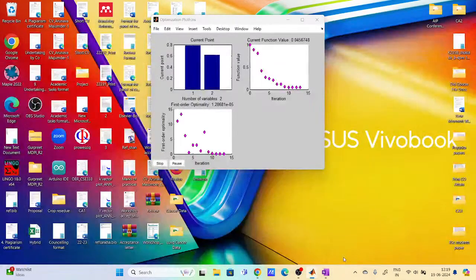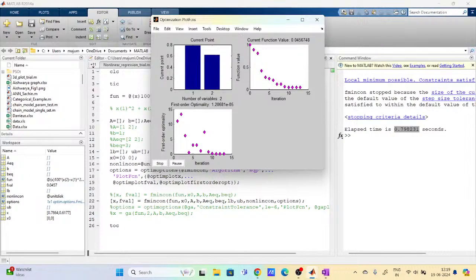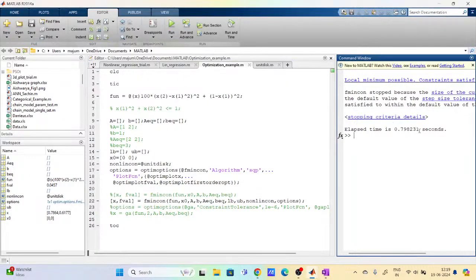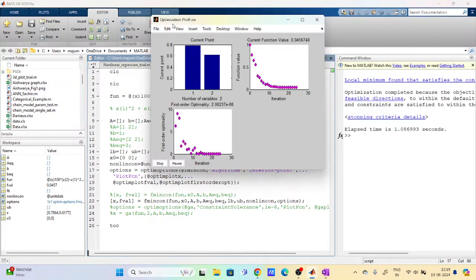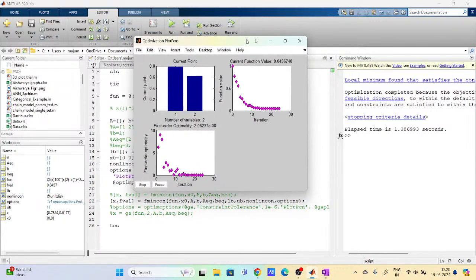Along with all the function values, you can see the elapsed time is 0.798231. This is the elapsed time of the algorithm. Let us change the algorithm from SQP to interior point. Look, this is 1.086 seconds. So from computational time also you can see that interior point is taking much more time.